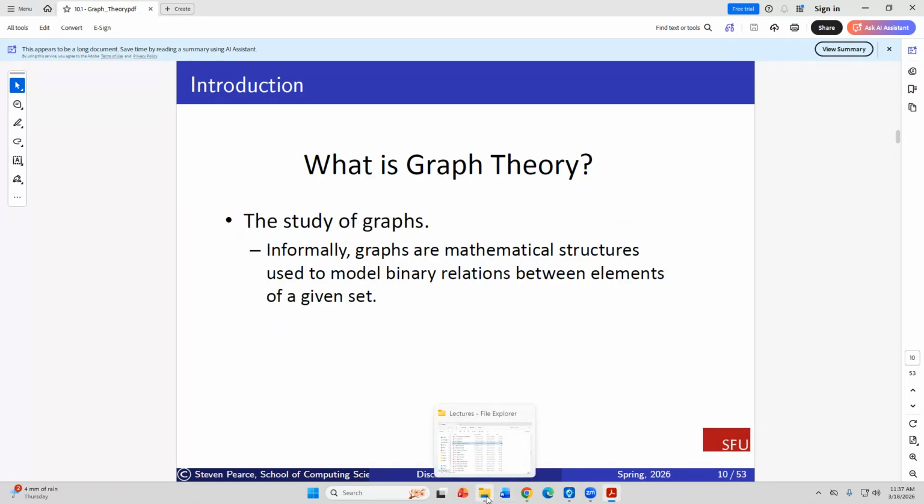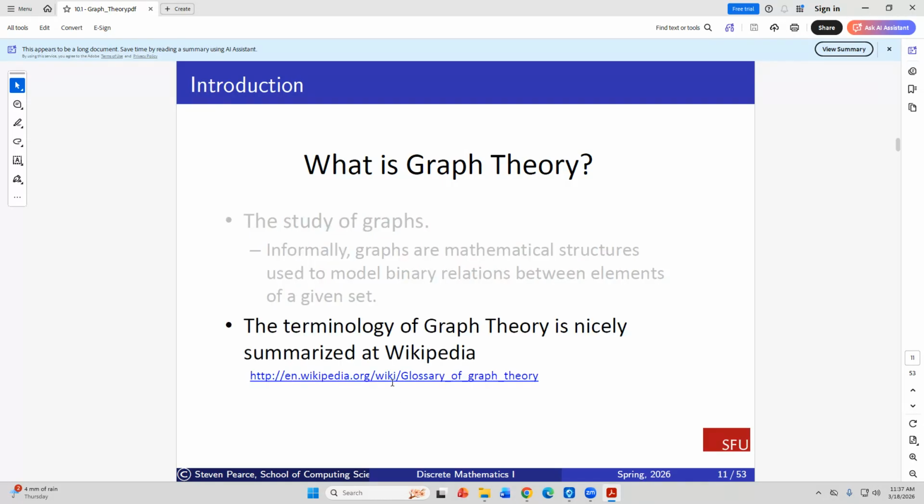Where'd that thing go? How did I get rid of it? Doesn't matter. So, what is graph theory? The study of graphs. Informally, graphs are mathematical structures. So you know why we're headed for trees. Trees are very important. That's the main subject here. But I don't see how to teach trees unless you study graph theory first. They are mathematical structures used to model binary relations between elements of a given set, so ordered pairs.